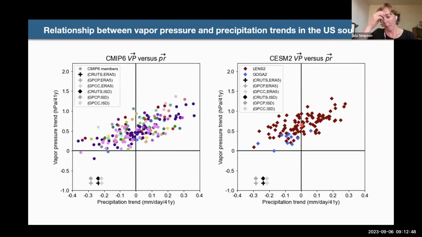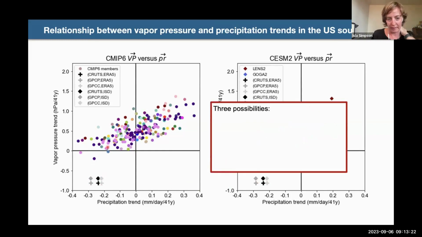But here is where the observation-based data sets sit. We've got 3 different precipitation data sets here, and we've got ERA5 and the ISD stations for the vapor pressure. And what you see is that indeed the Southwest has experienced a pretty large precipitation decline, but it doesn't lie outside of the model distribution. The models are definitely capable of producing as large a decline in precipitation. But the vapor pressure decline is offset from what we would expect, even given that precipitation trend.